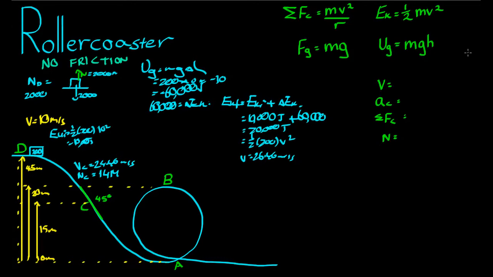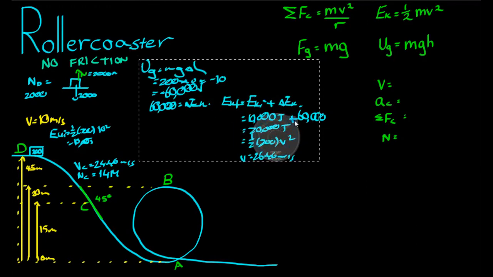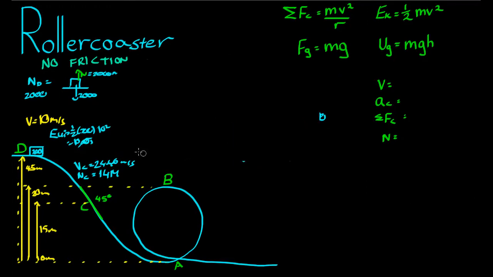Okay. Again, we can't solve for any of these values at C because the object at that point is not moving in a circle. But at A, it does begin to move in a circle. So I'm going to delete all this and just leave the fact that the initial kinetic energy was 10,000 joules. That'll be important later on. So at A, we're going to figure out the speed, the centripetal acceleration, the net centripetal force, and the normal force.